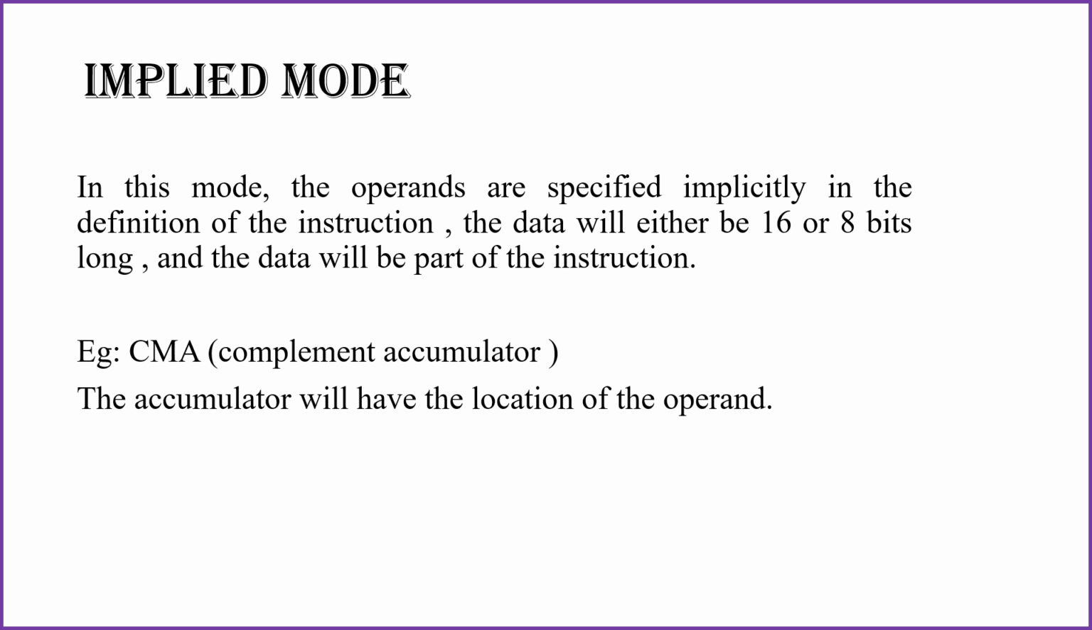An example of this in assembly language is CMA. CMA is the complement accumulator instruction, which calculates the complement of the value in the accumulator. Here, the operand is implied because CMA always operates on A. To understand this clearly, let us consider a real-life example: flipping a light switch. The switch always controls the same light, and we need not specify which light is to be turned on or off. We just press the switch and the light state changes automatically. This is what we call the implied mode.